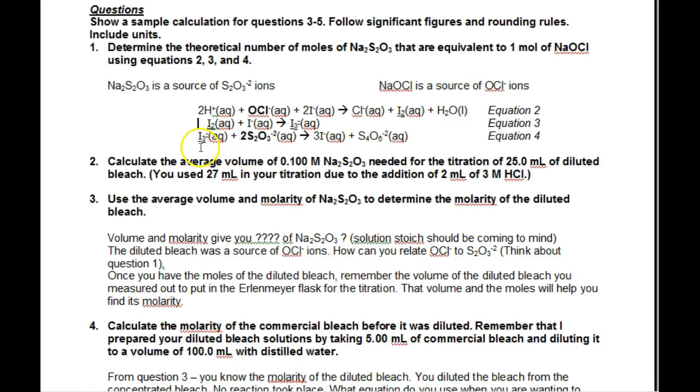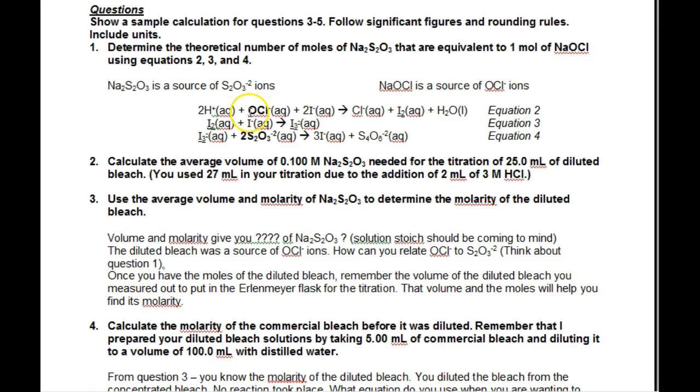So 1 to 2 for the triiodide to thiosulfate, and we see that it's a 1-to-1 ratio between the iodide and the triiodide ions in equation 3. Why that's important, we can go back to iodine. We see that that too is in a 1-to-1 ratio between iodine and triiodide, and that the iodine is what we got from the hypochlorite ions.